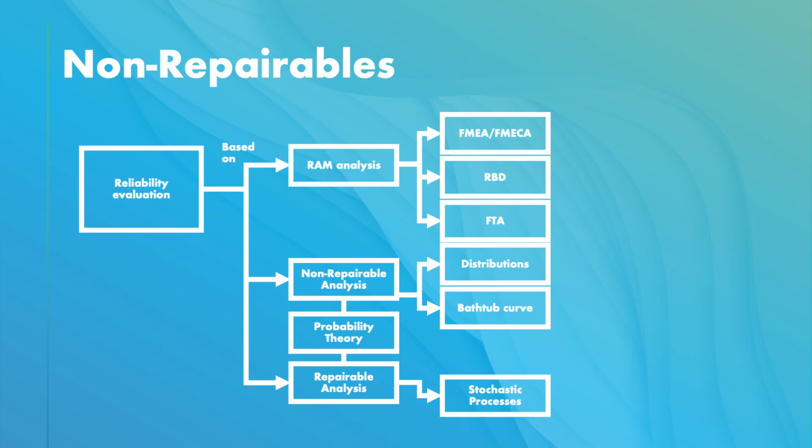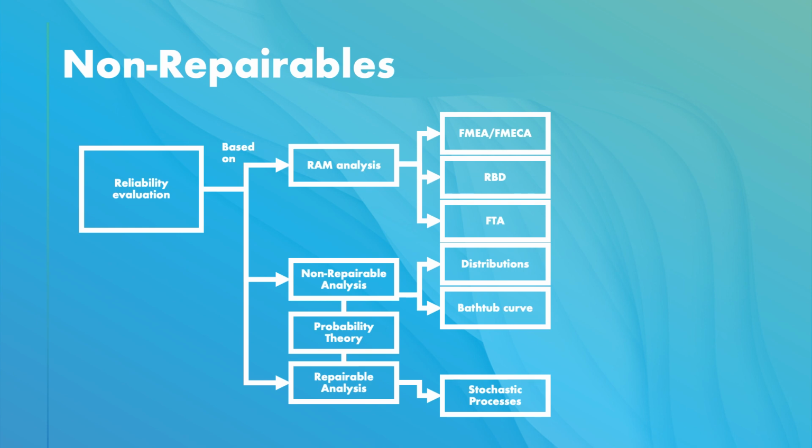So we have seen RAM analysis. We have discussed 3 or 4 methodologies of greater importance in RAM analysis for assessing reliability, which are, for example, the FMEA, the FMECA, the reliability block diagram, or the fault tree analysis. But there are other methodologies that are of interest, namely the non-repairable analysis and the repairable analysis. They don't have anything to do with RAM analysis, but they are a complement and a more quantitative way of establishing the reliability of a system.